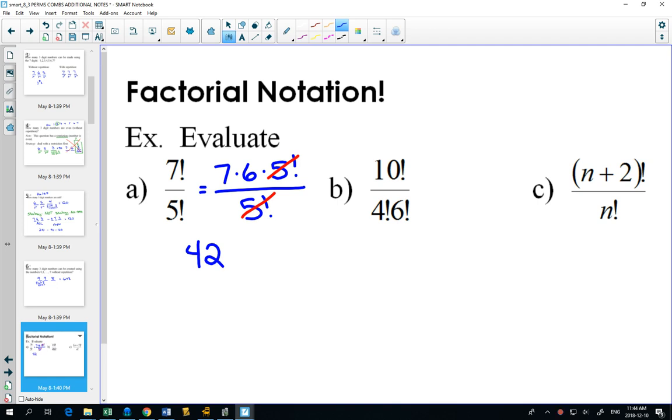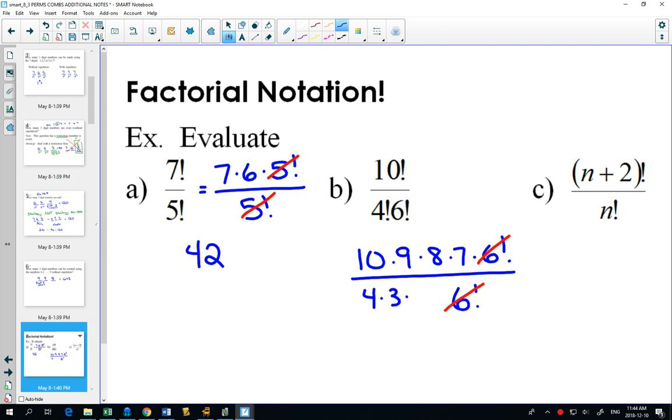Which is our bigger number in B? It is 10. So expand 10 until you get to one of the factorials on the bottom. Those 6 factorials will cancel. Then 4 factorial is 4 times 3 times 2 times 1. If I was doing this mental math, can you see that 4 times 2 is 8? Those would simplify. Can you see that the only thing I'm left with on the bottom is a 3?